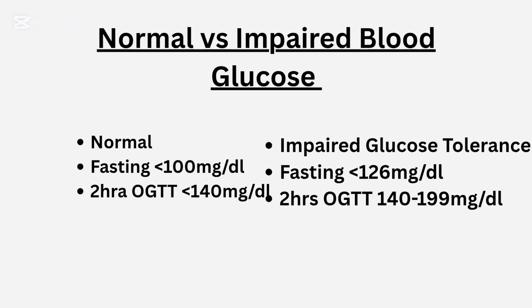milligram per deciliter. A patient with impaired glucose tolerance has increased risk of developing diabetes mellitus, almost about 5 to 10%. So this is all about diagnosis of diabetes mellitus.